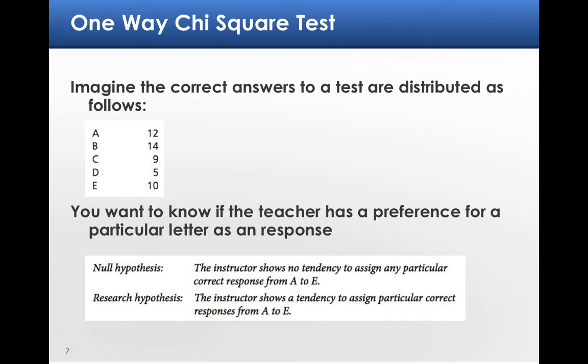Imagine the correct answers to a test are distributed as follows. You want to know if the teacher has a preference for a particular letter as a response. Sometimes people think, guess C if you don't know the answer, because teachers pick C a lot. Our null hypothesis is the instructor has no tendency to assign any particular correct response from A to E. The research hypothesis is that the instructor does have a tendency to assign a particular correct response. We can't just look at the data and say, yep, this teacher prefers B.